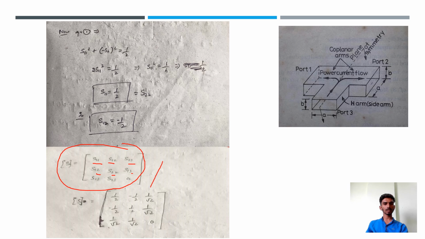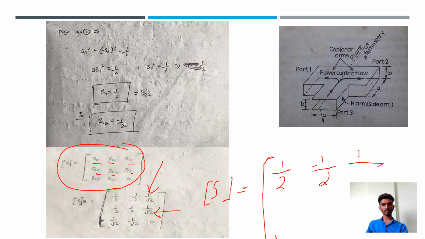So we just write those values, minus 1 by 2, and we get the final S matrix: 1 by 2, minus 1 by 2, 1 by root 2; minus 1 by 2, 1 by 2, 1 by root 2; and 1 by root 2, 1 by root 2, and 0. This is the final S matrix for the H-plane T junction.